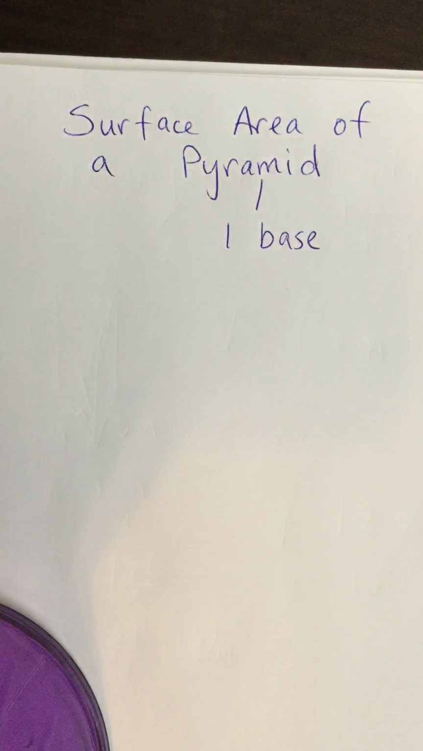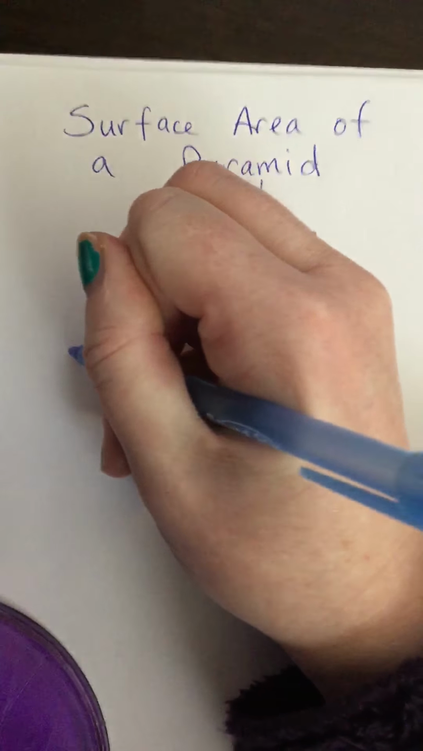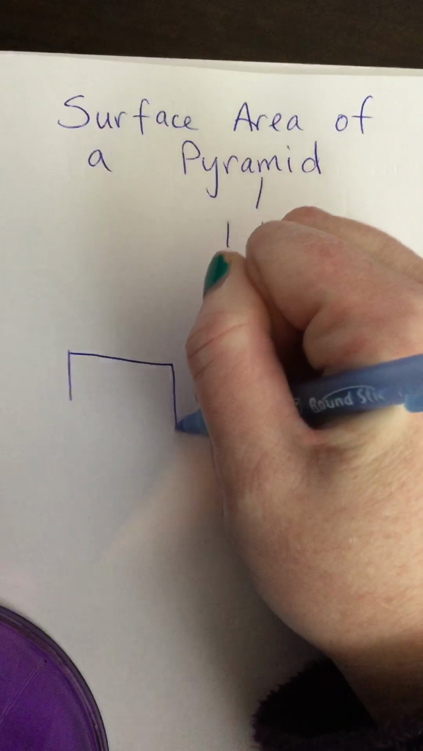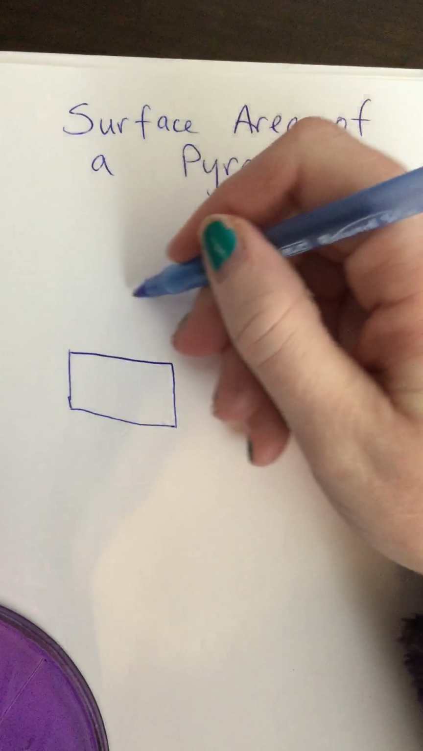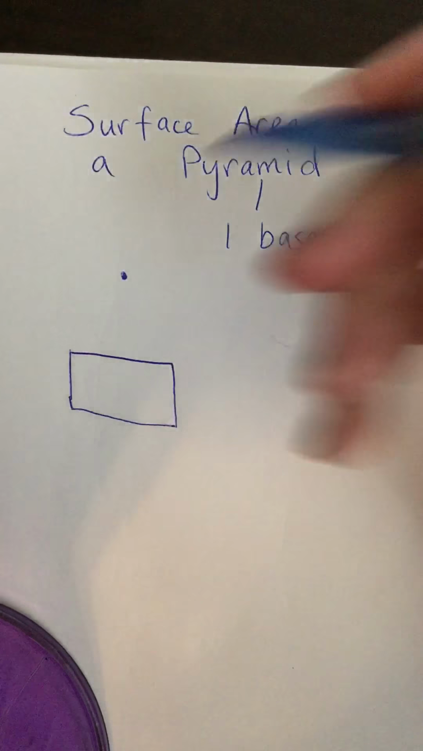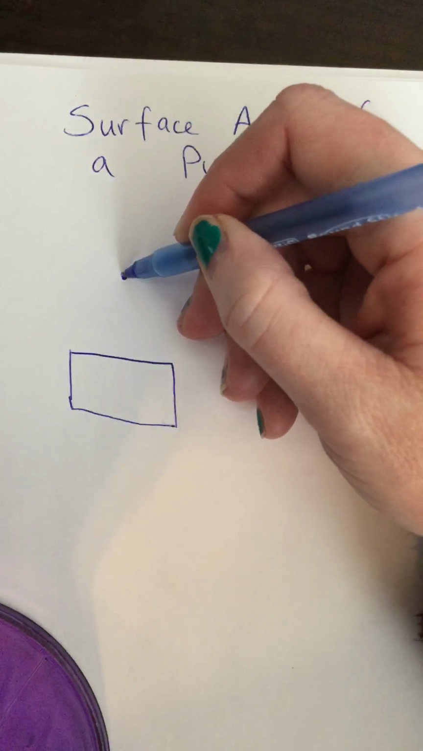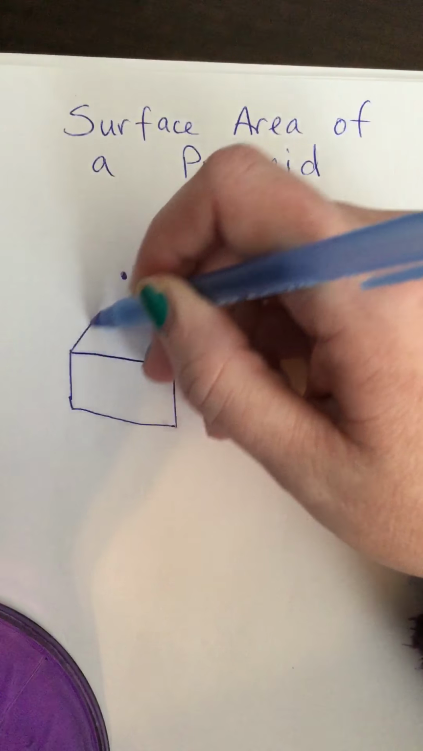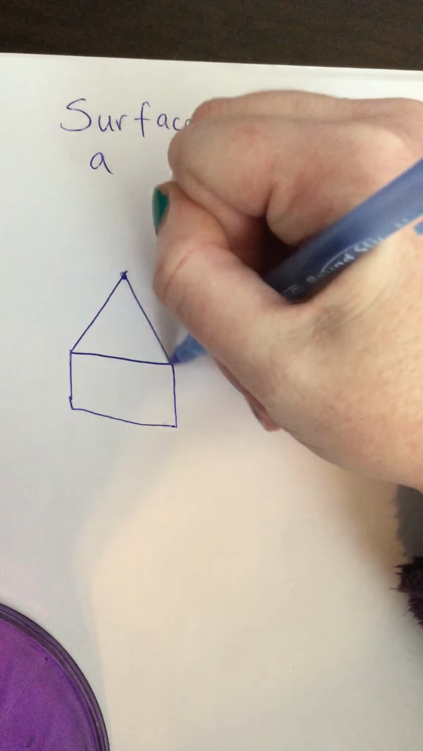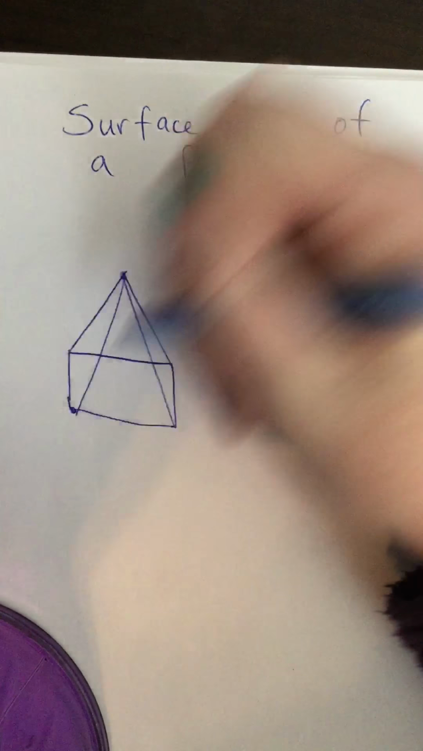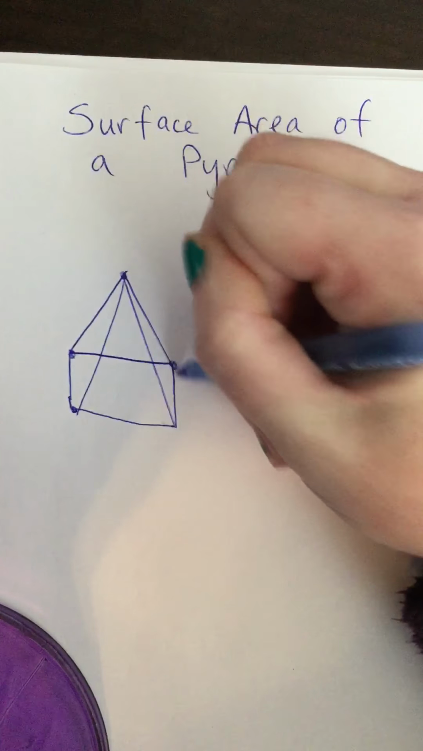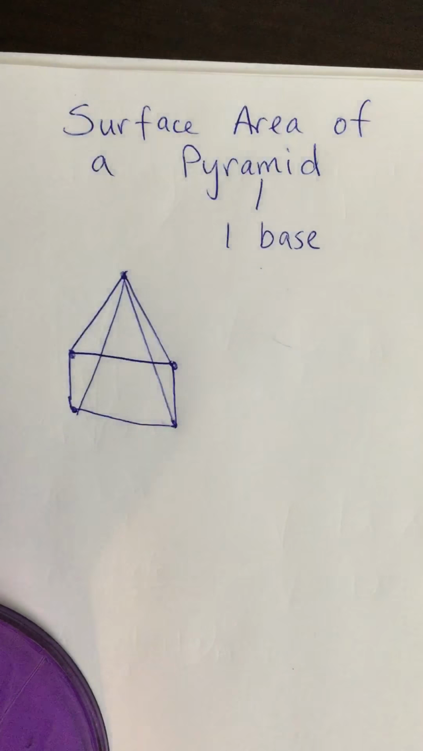So for right now, I'm going to stick to a rectangle. So I'm going to draw a rectangle for the base. Okay, now it only has one base, so I'm just going to draw a dot at the top, and this is going to make our pyramid. So just connect this vertex to this vertex, and keep doing that with each vertex. That was off a little bit. All right, so this is a pyramid.